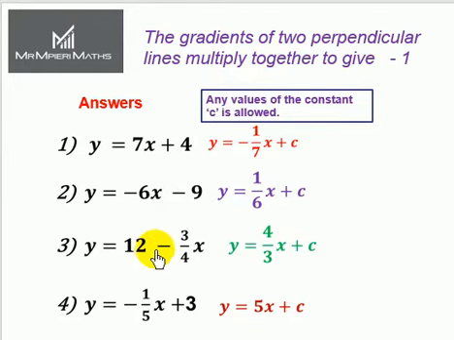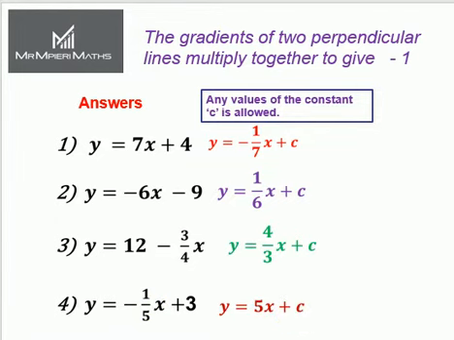Now here, the gradient is minus 3 over 4. So the gradient of the line we are looking for is the reciprocal of this with the sign change, which is 4 over 3x, and then plus your constant or the number you choose. Finally here, the reciprocal with the sign change should be 5. 5x plus the number you chose.